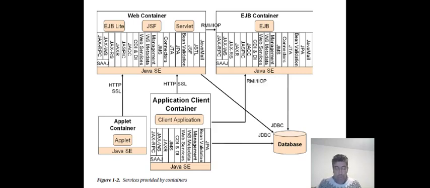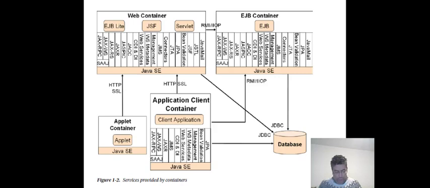Deployment. The Java EE deployment specifications define a contract between deployment tools and Java EE products to standardize application deployment. Figure 1.2: services provided by containers.